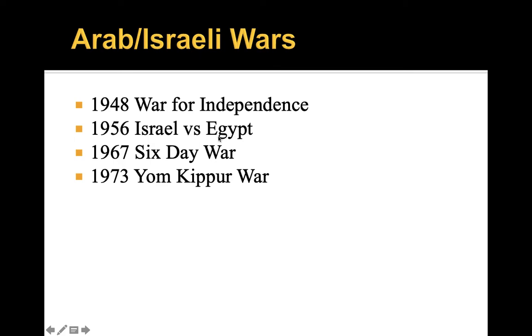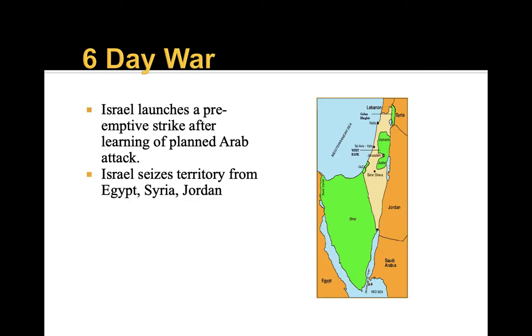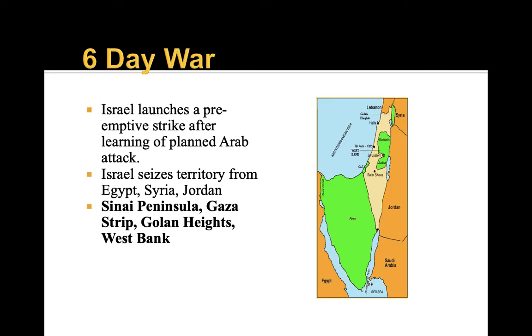Israel was able to defeat Egypt in the 1956 war. The big war that was significant, that made a lot of difference in land changes, was the Six-Day War. And in 1973, the Yom Kippur War was also won by Israel. And the Six-Day War is a big one because that's where some big land changes took place. And all the areas that were significant with that were these ones in green: Gaza Strip, West Bank, Golan Heights, and the Sinai Peninsula.